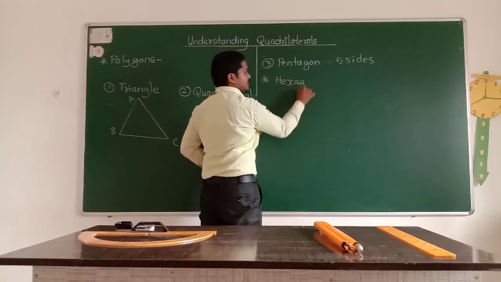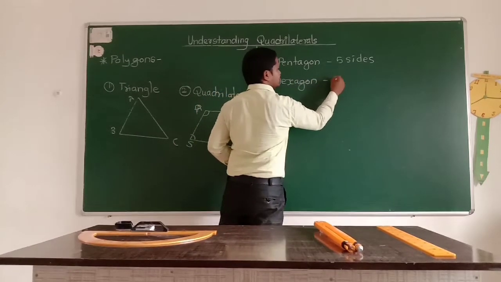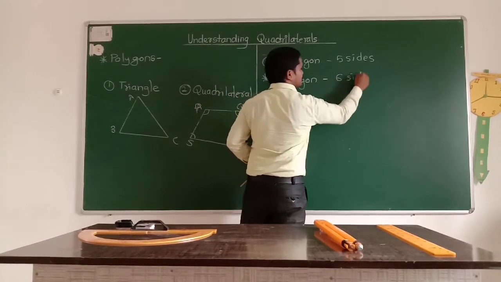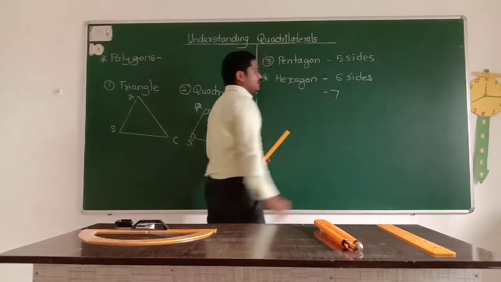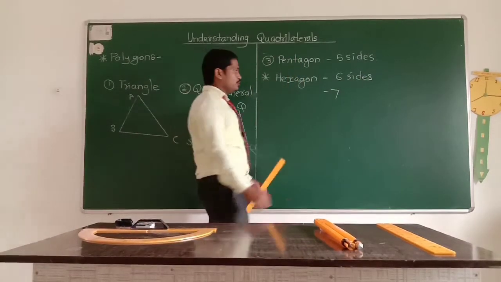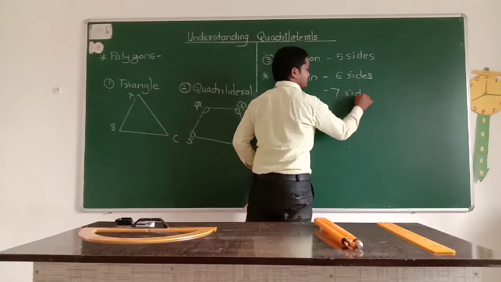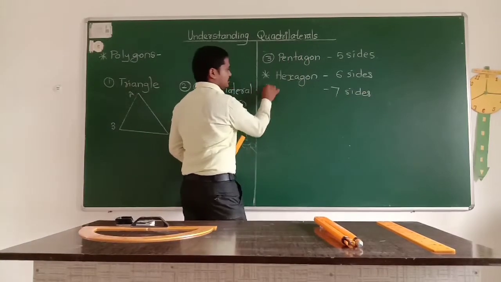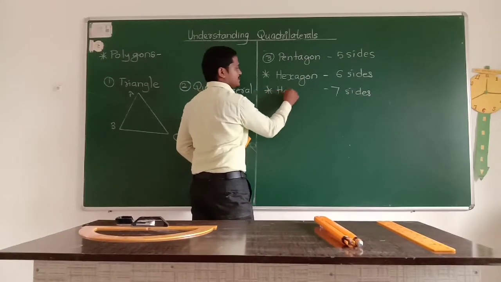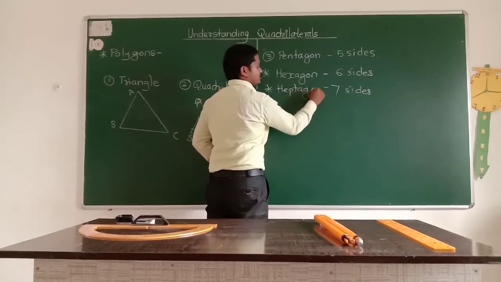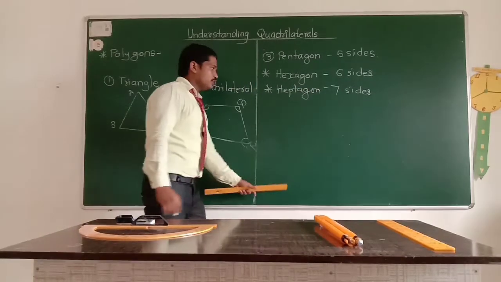A polygon with 6 sides is known as hexagon. So, can you tell me what we can call a polygon with 7 sides? Yes, absolutely. A polygon with 7 sides is known as heptagon. Then, so on, we can continue.